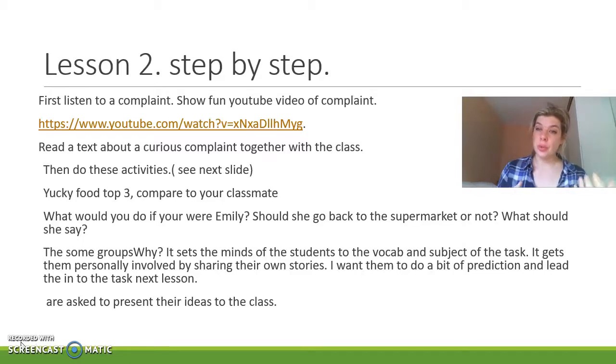And they will also sort of have a reaction to what this girl Emily, who is appearing in the reading material, has to say, and they have to think of an advice for Emily. So what do you think she should do? Should she complain? Should she not complain? Just a little bit of a lead-in to the actual task that the students are going to do later on. So why have I done it like this?